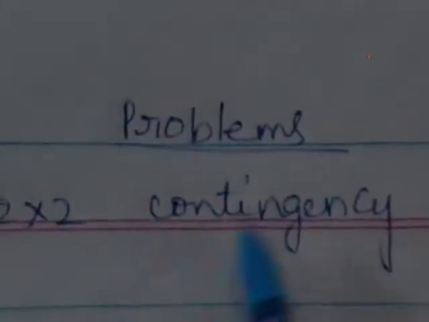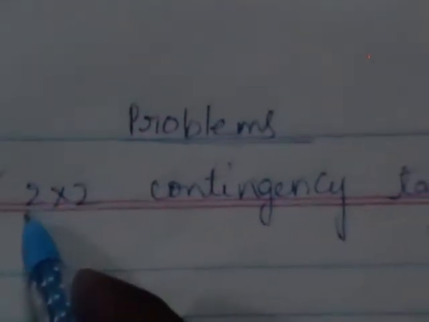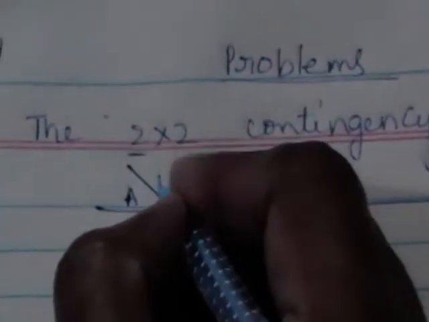We have discussed the 2 by 2 contingency table. The first 2 stands for the number of attributes, and the second for the number of classes for each, which we have already discussed. Here you have 2 attributes, say A comma B, and each assumes 2 classes: A, alpha, and B, beta. We call this a 2 by 2 contingency.